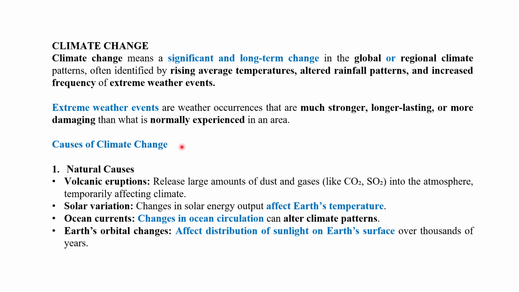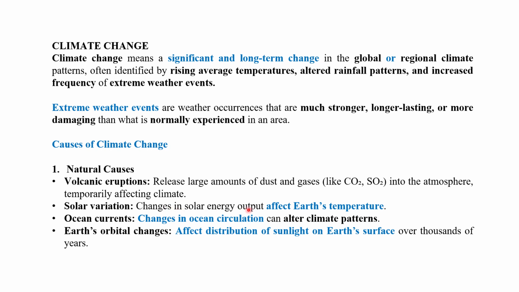So, what are the causes of climate change? The first one is the natural causes, the volcanic eruptions, in which a release of large amounts of dust and gases like carbon dioxide and sulfur dioxide into the atmosphere takes place, which definitely temporarily affects the climate. Solar variation also comes under the natural causes.